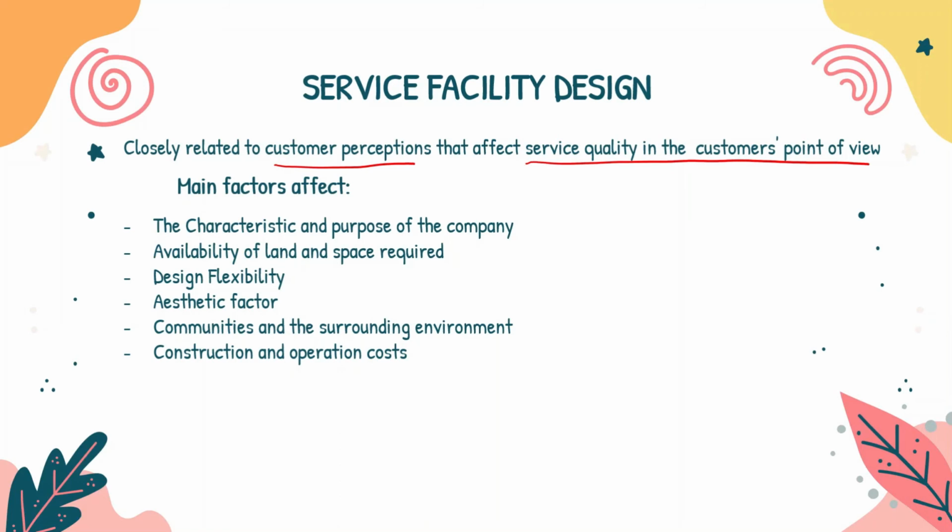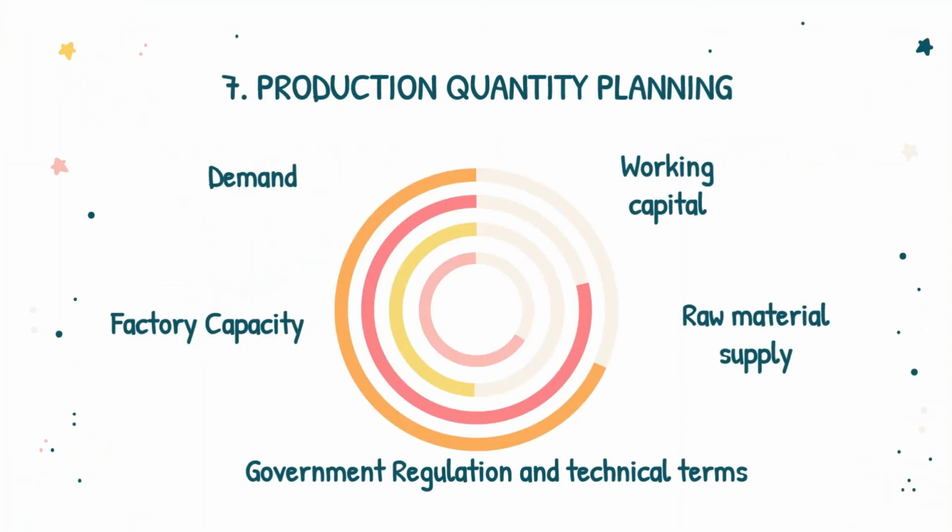Thus, there are many factors that affect the service facility design, like the characteristics and purposes of your company, your availability of land and space, your design flexibility, your aesthetic factor, communities, surrounding environment, and also construction and operation costs. And these are the things that we need to consider regarding production quantity planning.